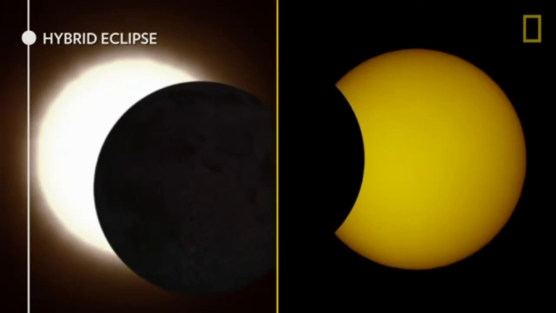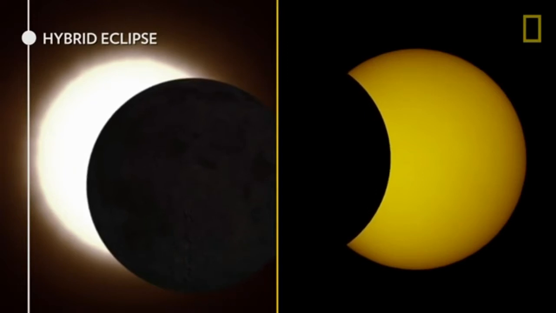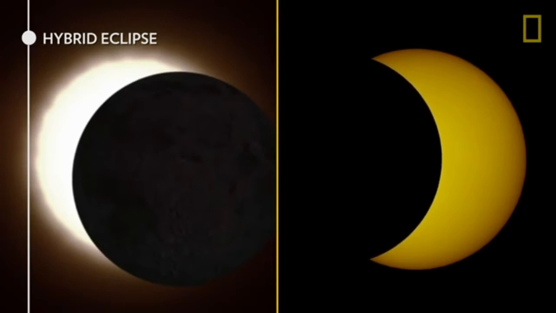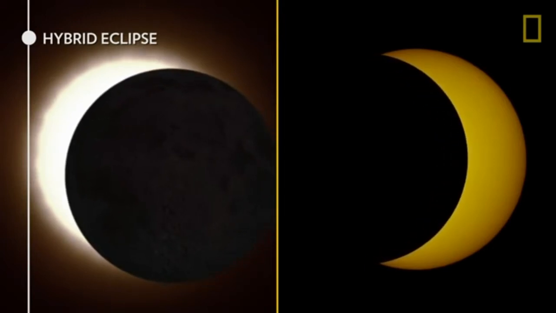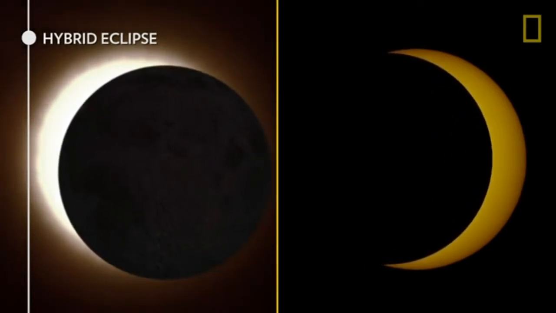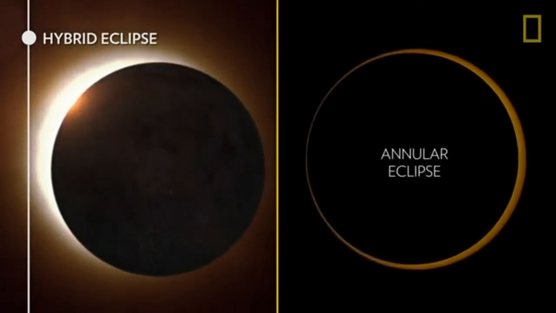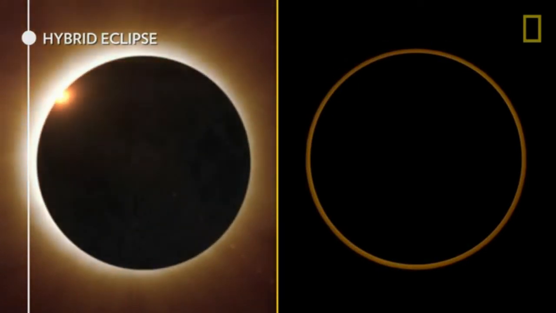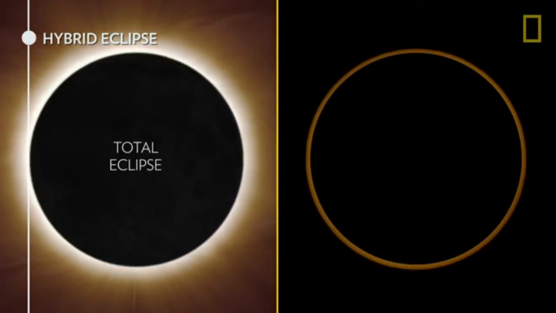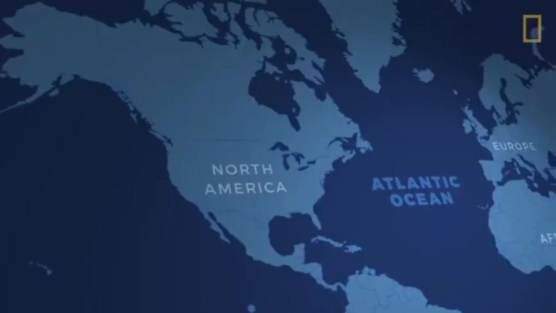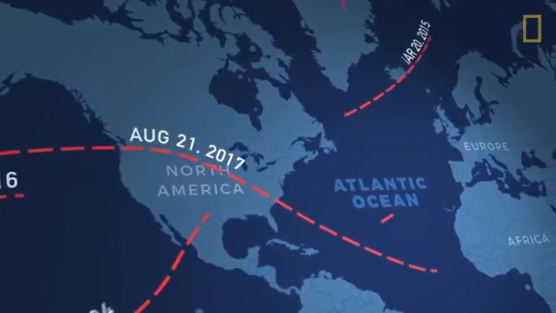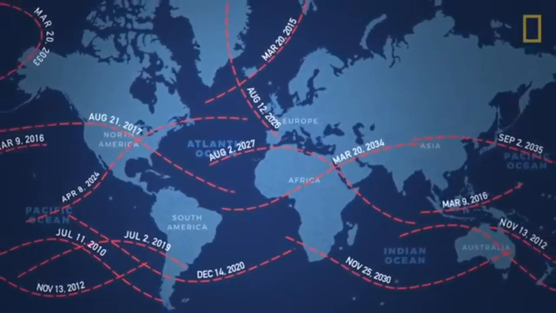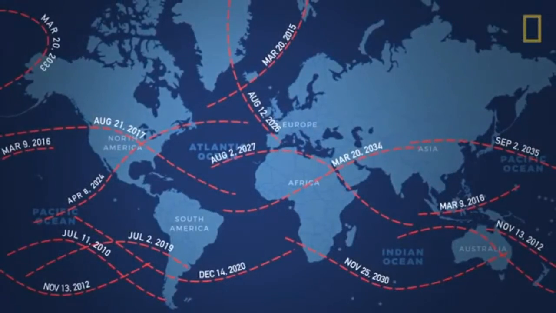Last, a hybrid eclipse is when the moon's position between the Earth and Sun is so finely balanced that the curvature of the Earth plays a role. The moon will be farther away from some parts of Earth along the eclipse's path, resulting in an annular eclipse. In other parts, the moon will be just close enough to fully cover the sun, resulting in a total eclipse. While a total solar eclipse happens somewhere on Earth every year or 2, any given point on Earth experiences the event only about once every 400 years.